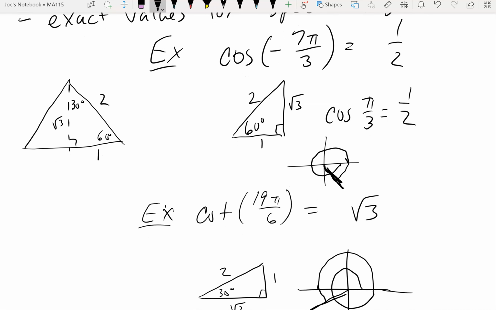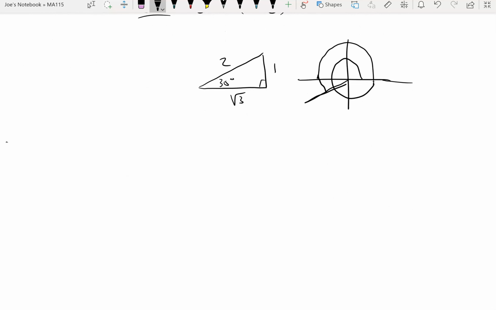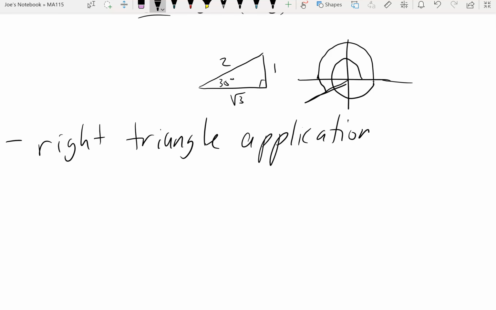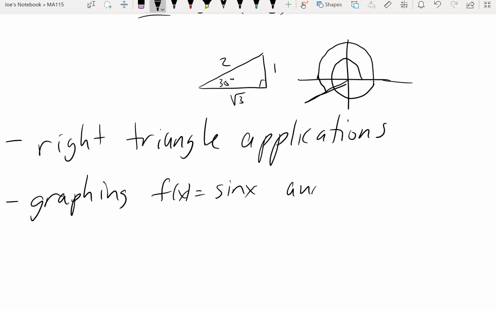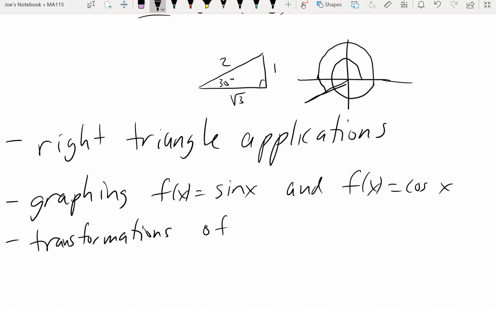Okay. So what else did we talk about? We did some right triangle applications. Oh, had a couple of those on the quiz. There's a couple on the review sheet. And then we also did graphing sine and cosine. And then we also did transformations of these functions.